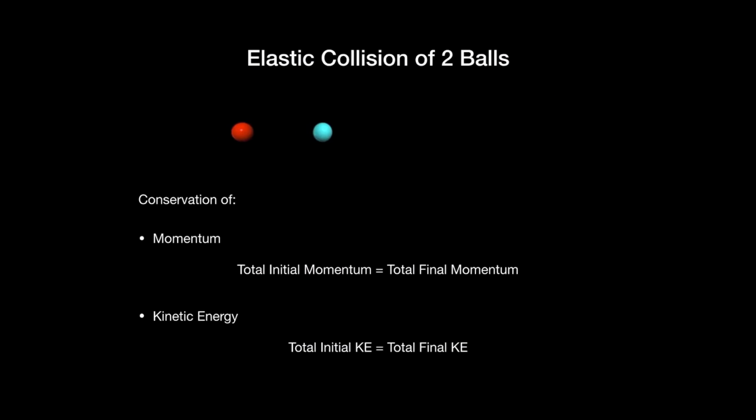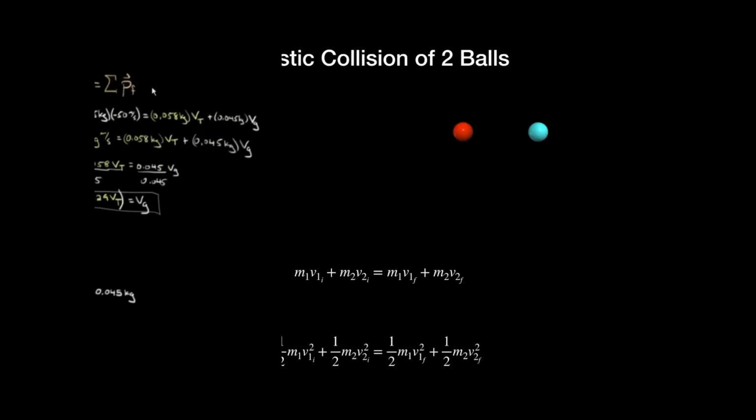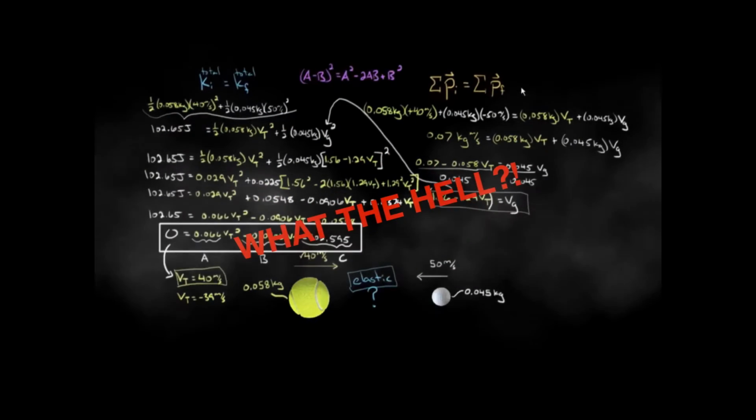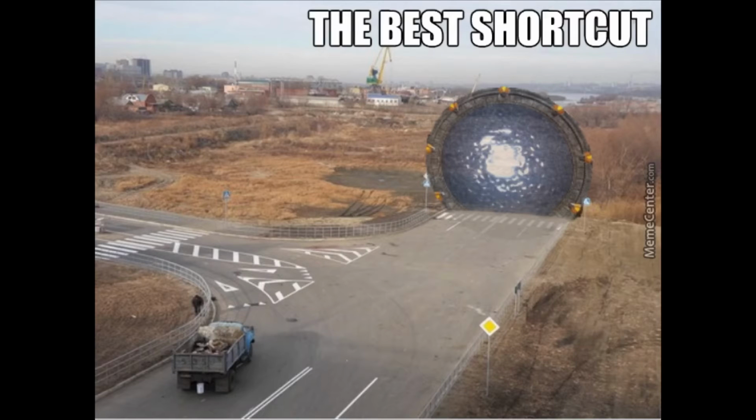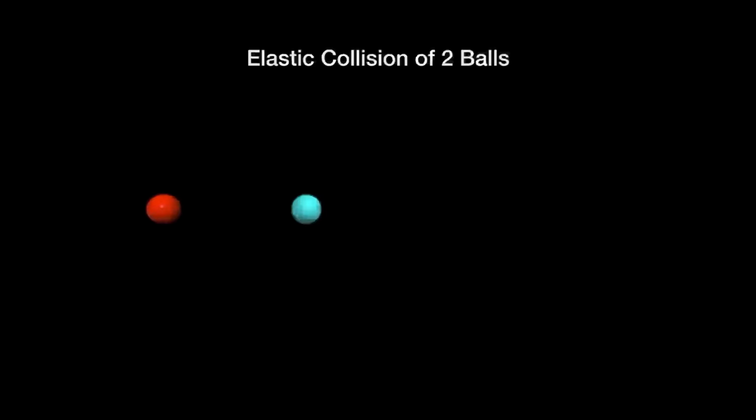In a one-dimensional elastic collision between two balls, we know that both the total momentum and the total kinetic energy of the balls are conserved. Usually, we will then have to solve these two equations. In a real question, what a mess. In fact, there is a shortcut. Let me derive the shortcut method using an example.